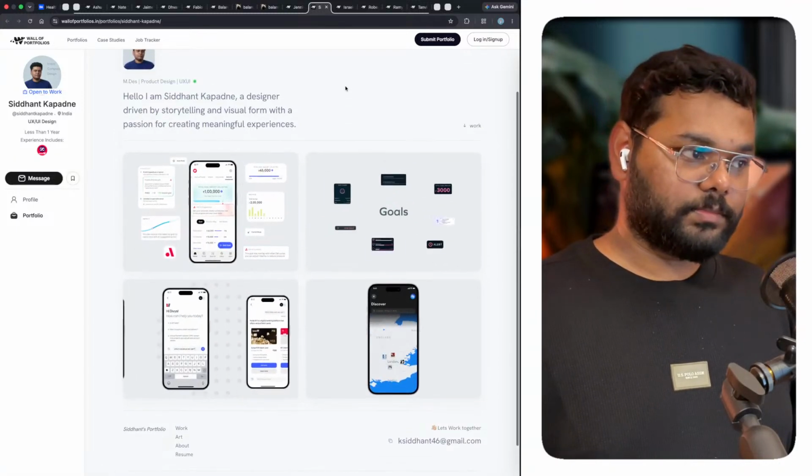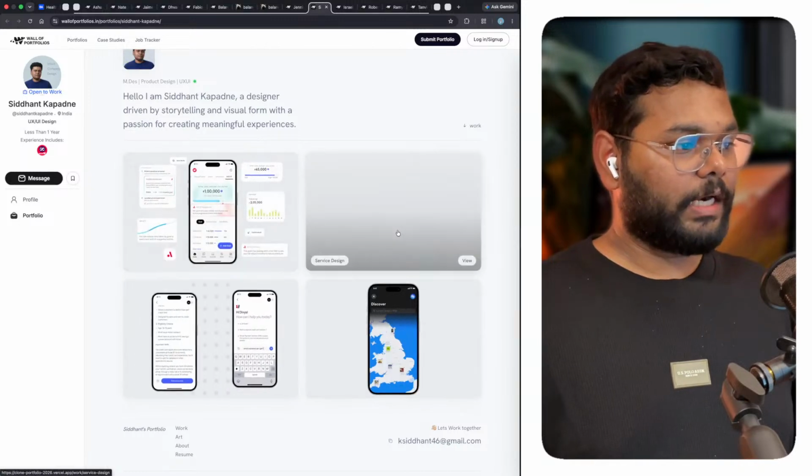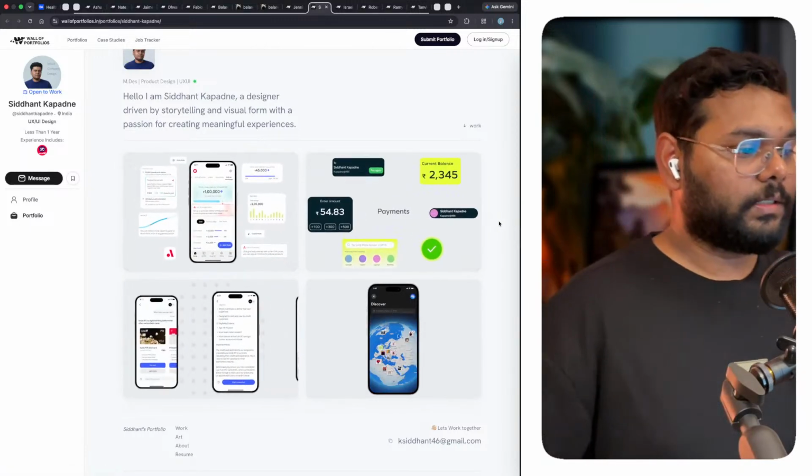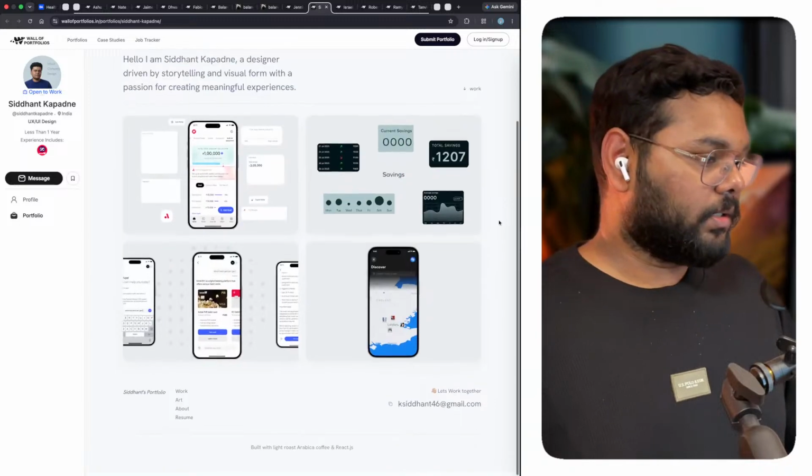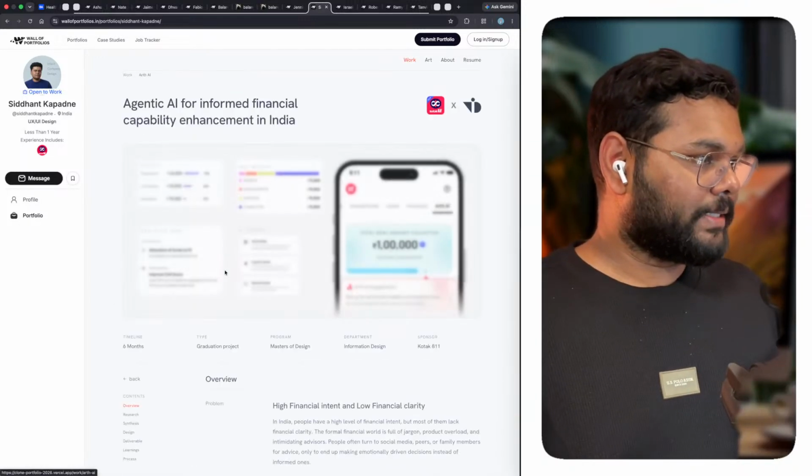Okay, too much interaction in one frame. I don't think that this is a good idea. Personally, I don't like it, but let's see.